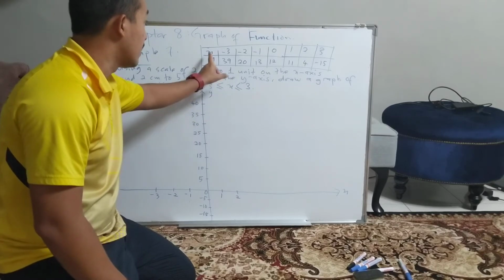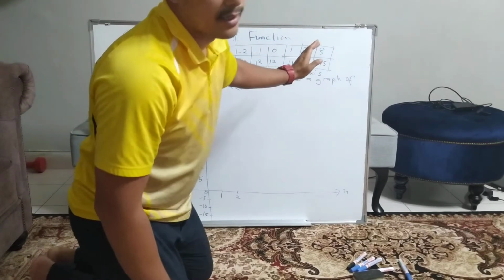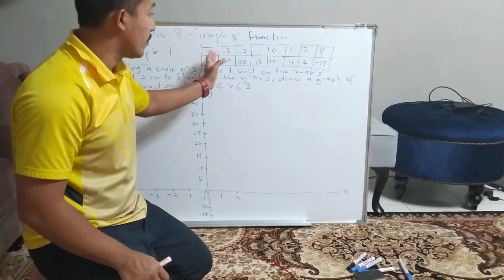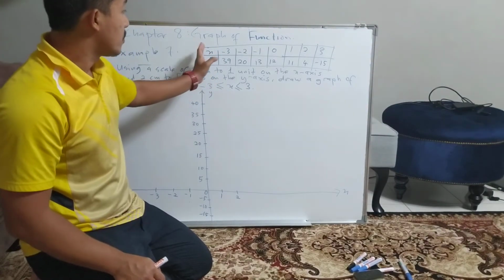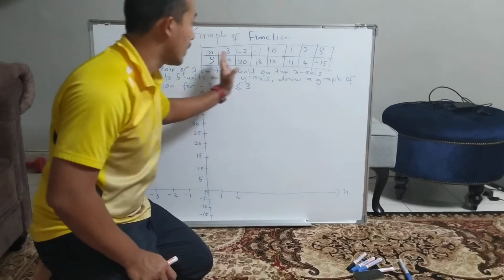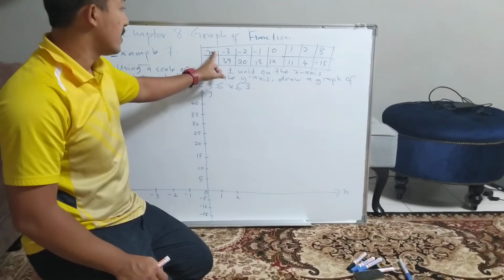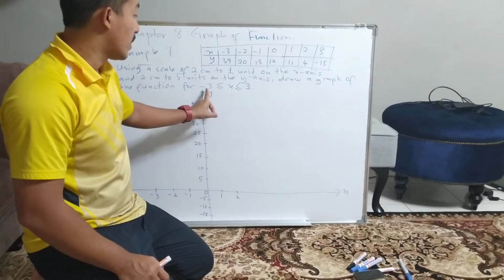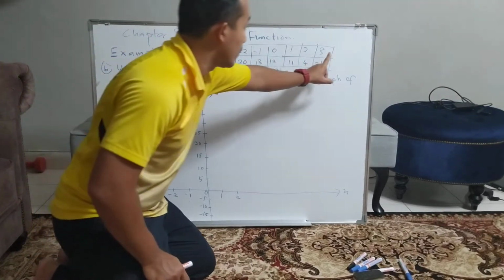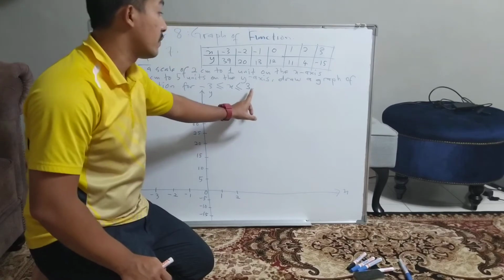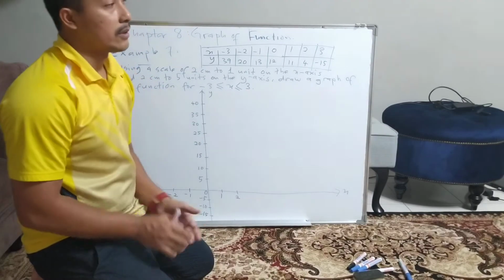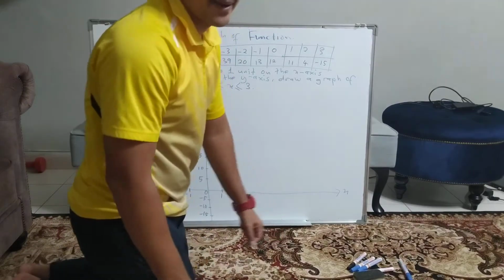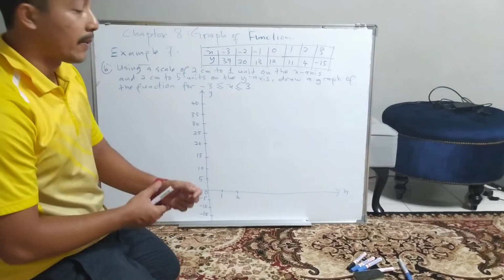As you can see here, this is the table of values that we already completed before for question A. The lowest value of x is minus 3, and the highest value is 3. So how to do this one? You have to use a graph paper. So please use a graph paper.